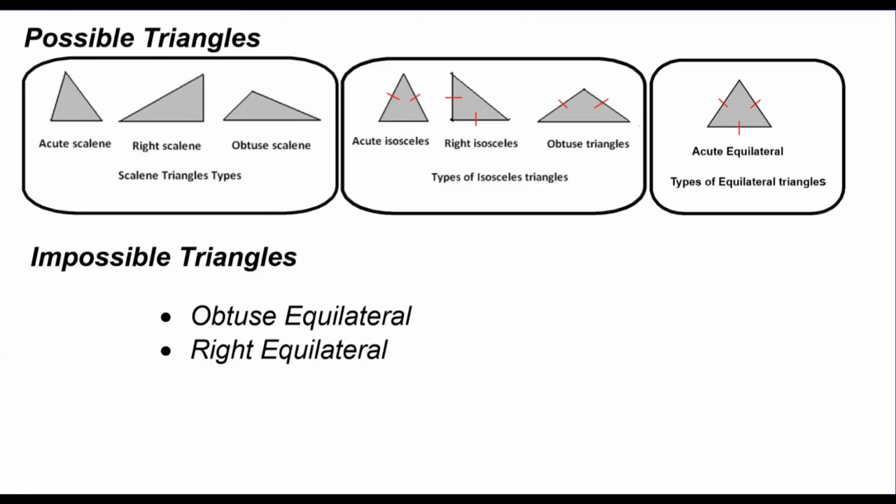So that means there are 2 impossible triangles. A triangle you can never draw is an obtuse equilateral triangle. It is impossible to draw an equilateral triangle that has an obtuse angle. At least 2-dimensionally it is impossible. And a right equilateral triangle. You cannot draw an equilateral triangle with a right angle in it. Again, at least not 2-dimensionally.